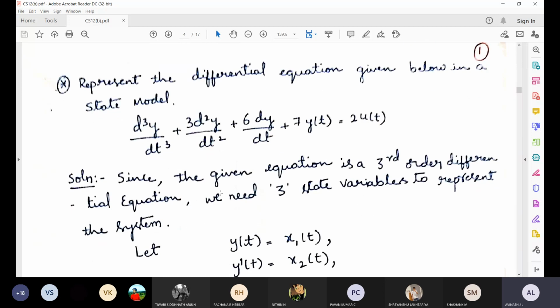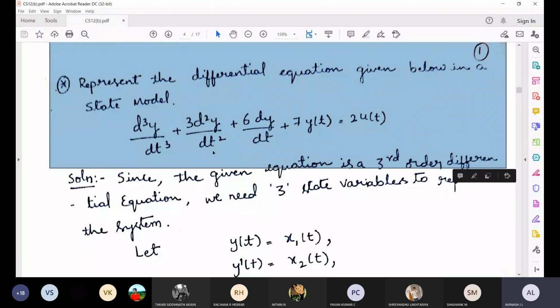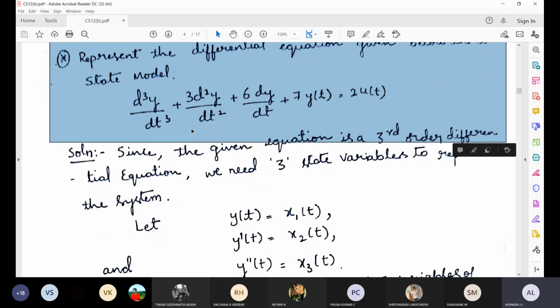So here we'll take one small numerical, like how the numerical will be asked in an exam. Represent the differential equation given below in a state model. What is the representation of the given differential equation in state model? Take the numerical, all of you: d cube y by dt cube plus 3 d square y by dt square plus 6 into dy by dt plus 7 into y of t will be equal to 2 into u of t. This is the numerical they have given.